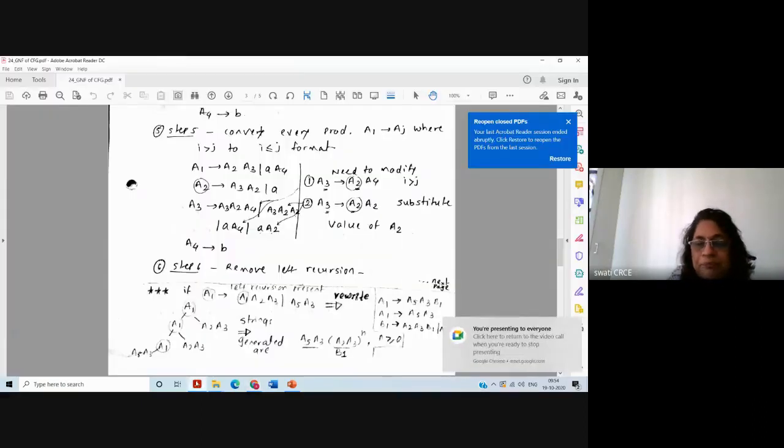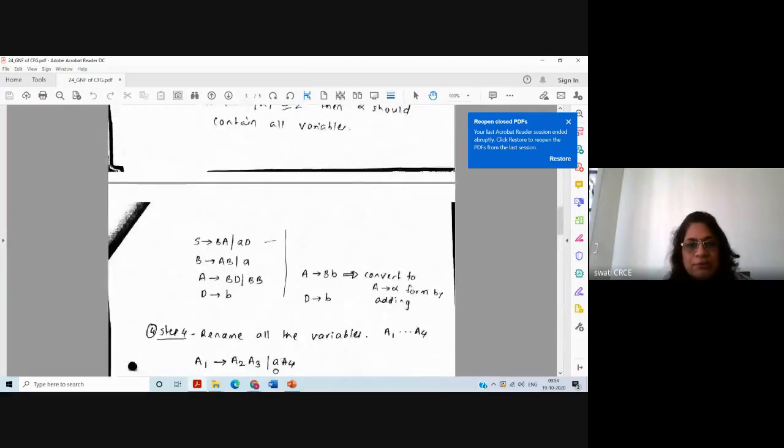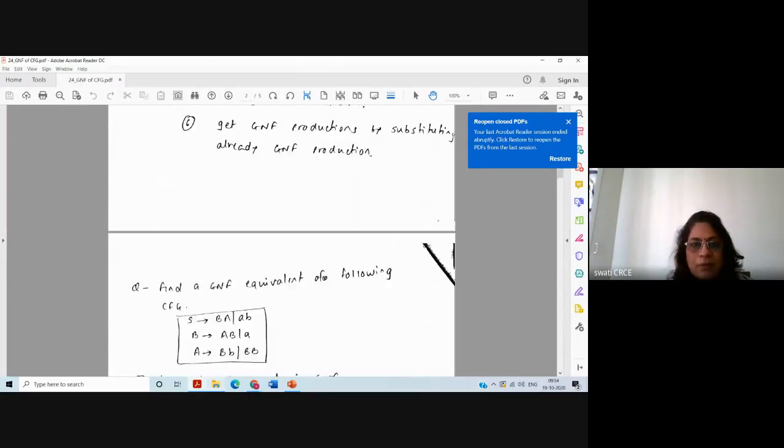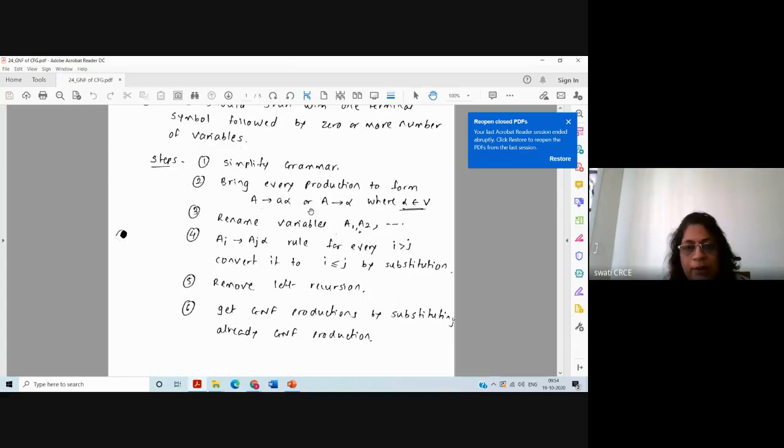So here for GNF, there are so many steps. Lots of steps are there. These are the steps: simplify the grammar, then bring the production to a particular format, then rename the variables, then convert them into some Ai is equal to Aj alpha, and then remove the left recursion, and then by substitution you get GNF. Such kind of steps are there. 6 steps are there, and in every step we have to do a lot of work.